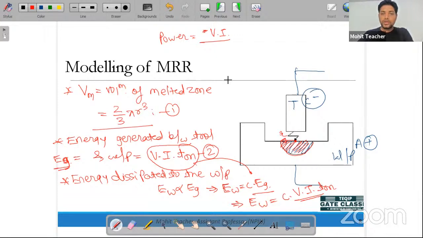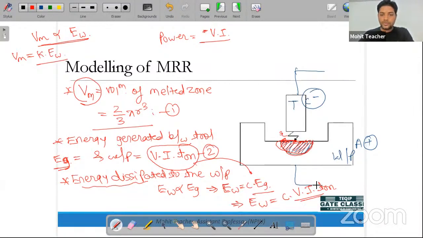Fine. Now, as this energy is dissipated to the workpiece, whatever volume is melted, this molten material is melted because of the energy dissipated in this volume. So this melted volume Vm is directly proportional to the amount of energy dissipated in the workpiece. Obviously it is greater than 80% or 90%. So Vm is equal to K, another constant, into EW.